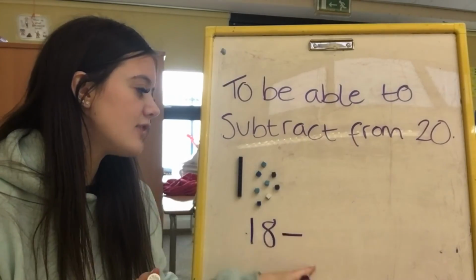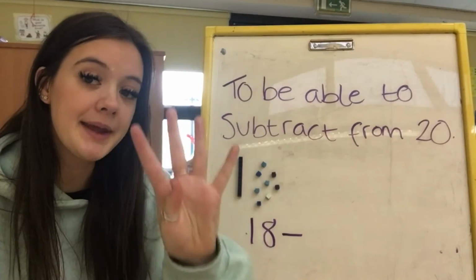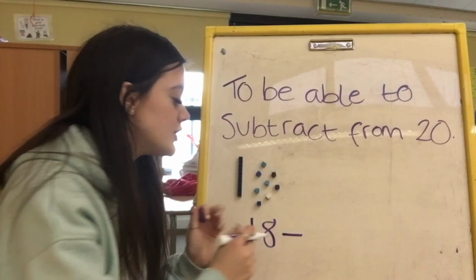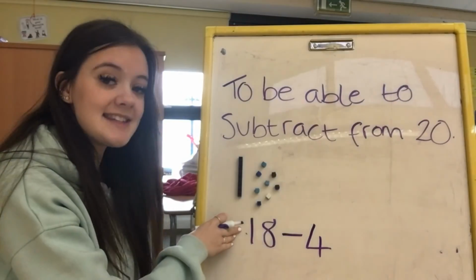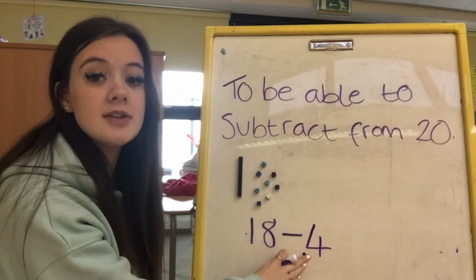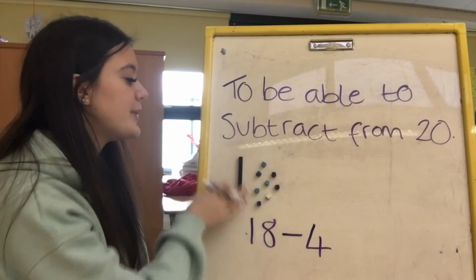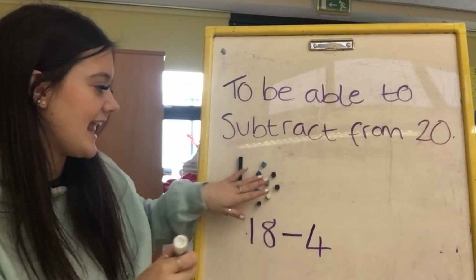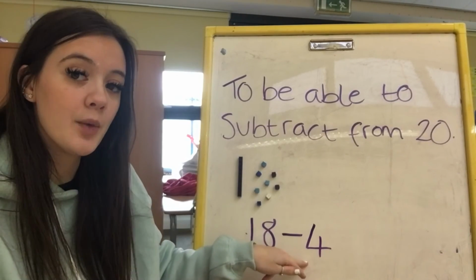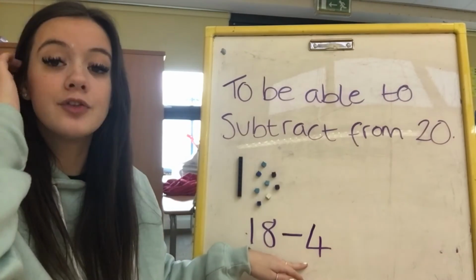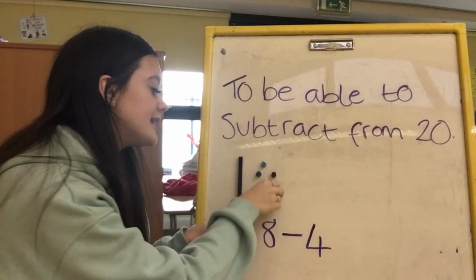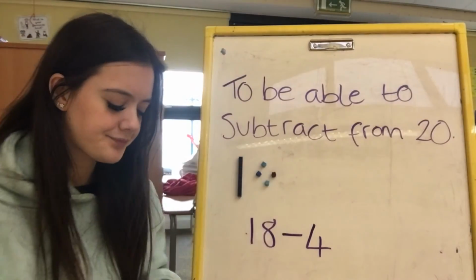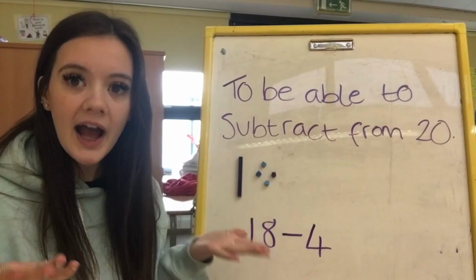So what do I need to write here? How many did she take away? 4. So we're going to write the number 4. I started with 18 and 4 of them got taken away. So what do I need to do here? I've got 18 here, and how many of them do I need to take away? I need to take 4 of them away, don't I? So 1, 2, 3, 4. How many do I have left?